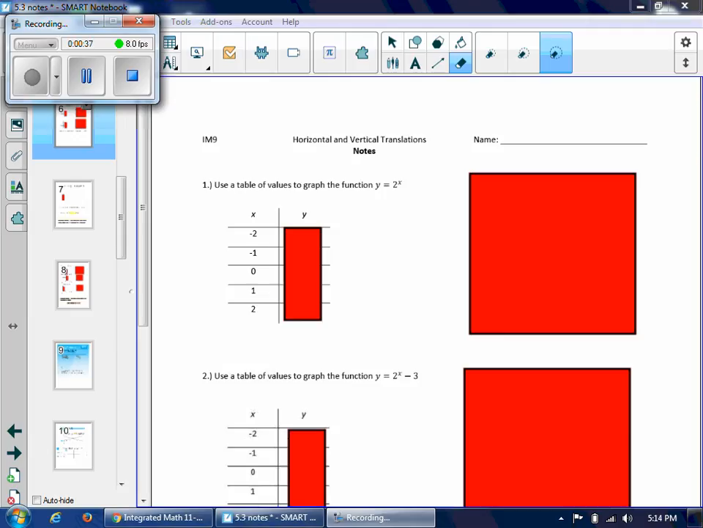Kind of like you are based on your parents. Your parents came first, and then you came after that. So anyway, we're going to be referring to y equals 2^x as the parent function. This one here.